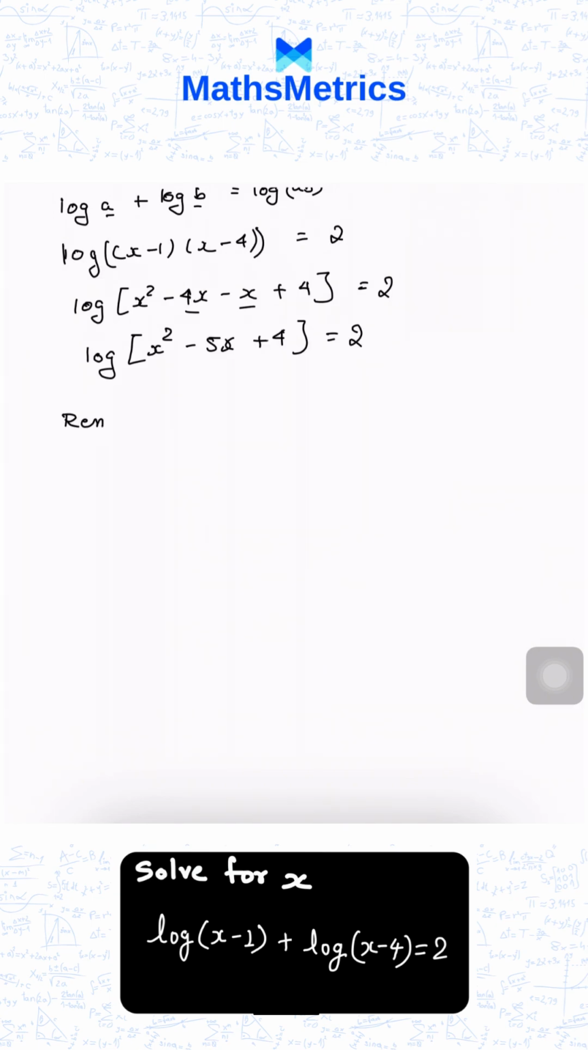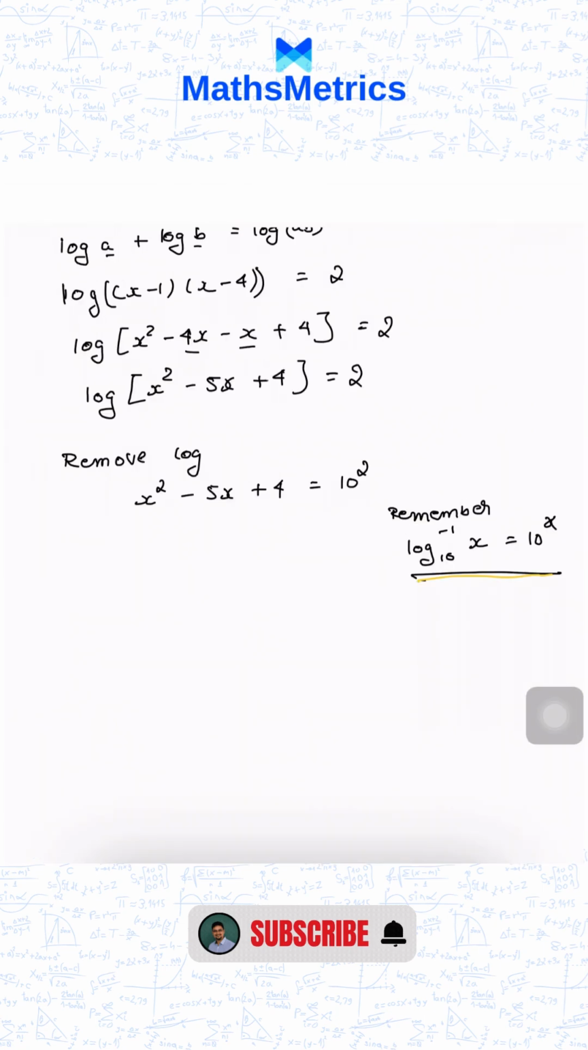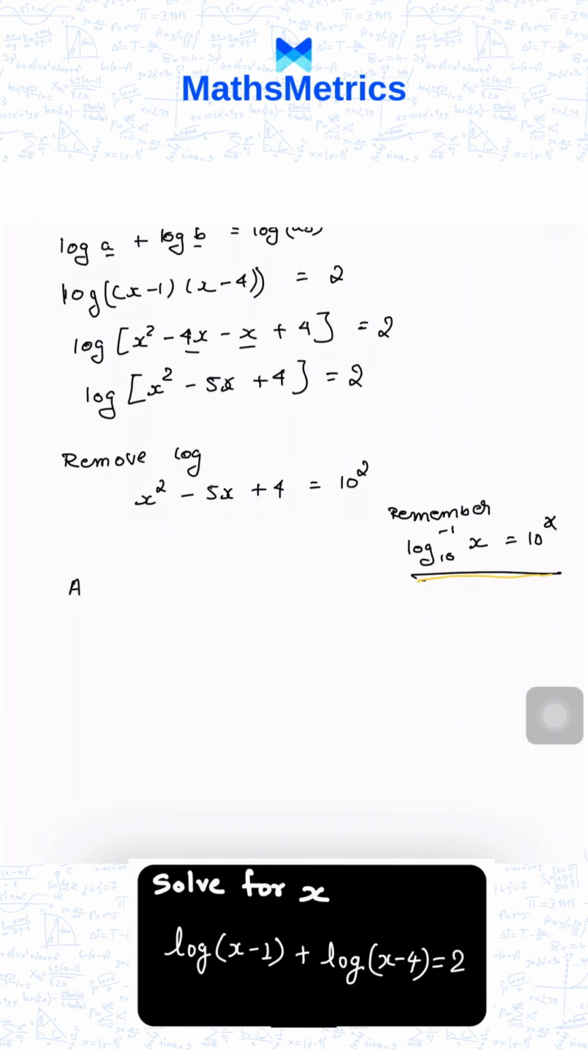Now let's remove the log using the inverse log function. So if we remove the log, the equation becomes x square minus 5x plus 4, and this 2 becomes 10 to the power of 2. Remember, inverse log base 10 of x equal to 10 to the power of x. Now the equation further simplifies to x square minus 5x plus 4 equal to 100.